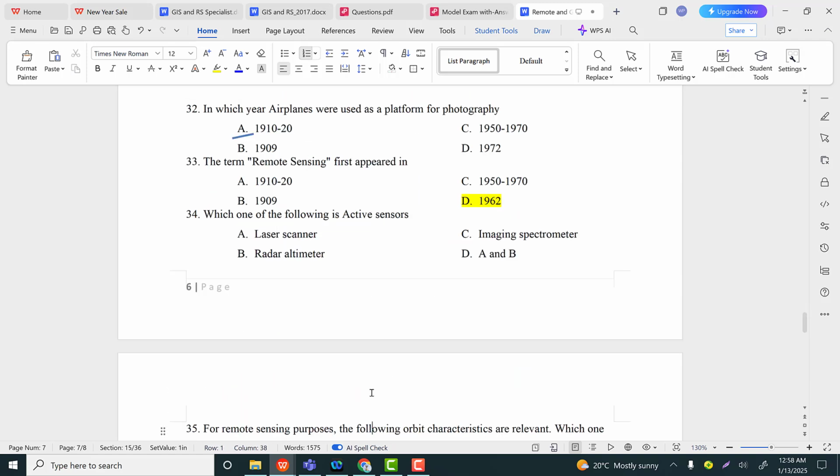Which one of the following is an active sensor? As you know, sensors are divided into two on the basis of source of light. Active sensors have their own source of light, and passive sensors are highly dependent on a natural source, mainly sunlight. A. Laser scanner, B. Radar altimeter, C. Imaging spectrometer, D. A and B. So the answer for question 34 is D, A and B.